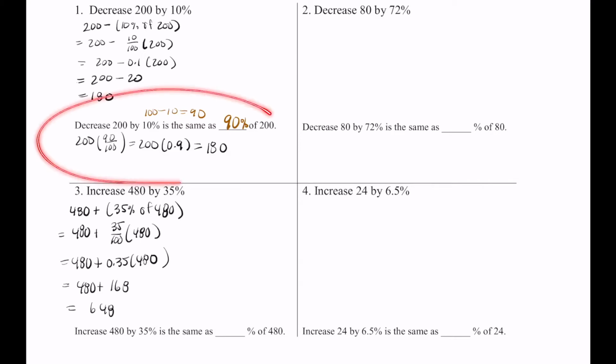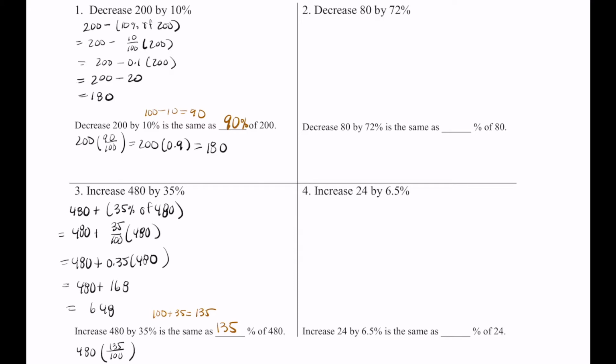Now again, doing this same trick, except instead of decreasing, we're going to increase this time. So increase 480 by 35%. So we started with a whole 100% and added 35 to get 135. That's the same as 135% of 480. And now we can do this again. So 480 times 135% of 480. So that's 135 over 100 is 480 times 1.35. And you'll notice you'll get 648 on your calculator.